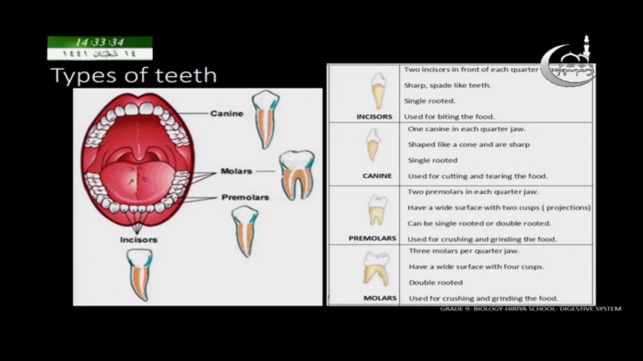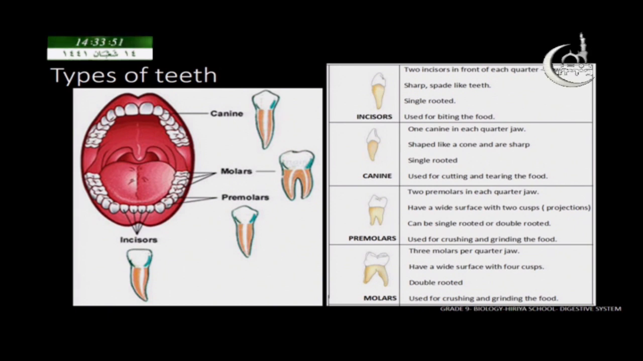Then next to the incisors we have canines. Canines are mainly for tearing the food. When we are eating meat or chicken, we tear our food, so we use canines. And then we have 2 premolars in each quarter of our mouth. Normally these will have 2 cusps and they are single rooted.